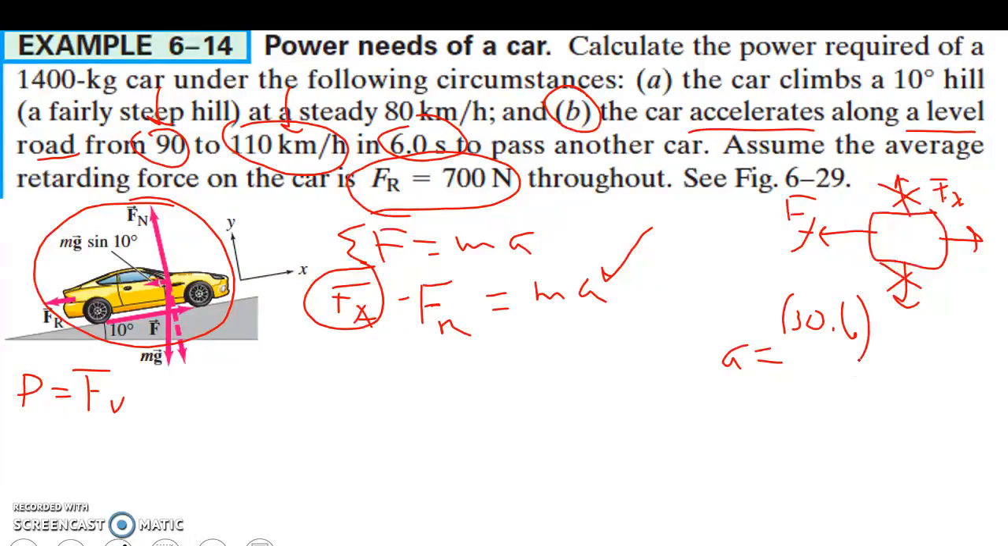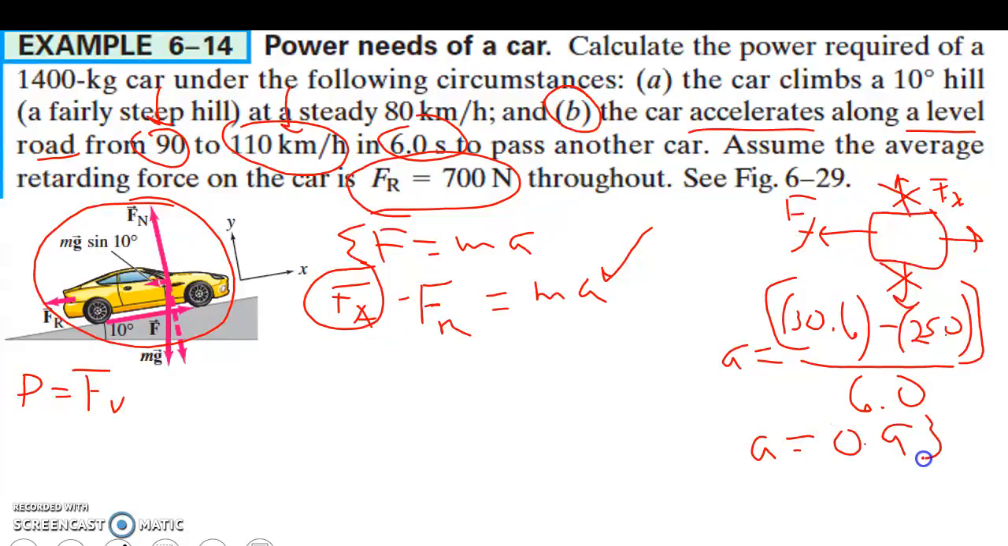30.6 meters per second, right? Minus, and then the 90 is 25 meters per second. I want to subtract those two and divide by my change in time, which is 6 seconds. My acceleration then turns out to be 0.93 meters per second squared. Okay, so now I have an acceleration that I can substitute into here.